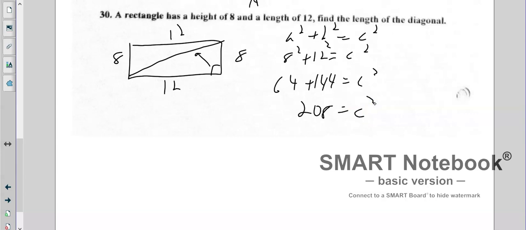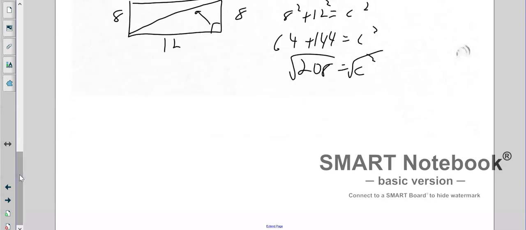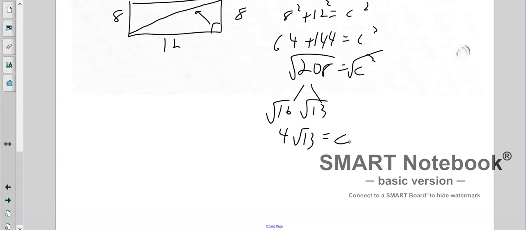Okay, so we're going to square root and try to find what goes into 208. Now, 208 is one of those dangerous numbers where you go, oh, I bet you 4 goes into it, and it does. But a bigger number goes in, and that's 16. So we always want to go backwards and try to find the biggest number. So this becomes 4 radical 13. So that's the hypotenuse, 4 radical 13.